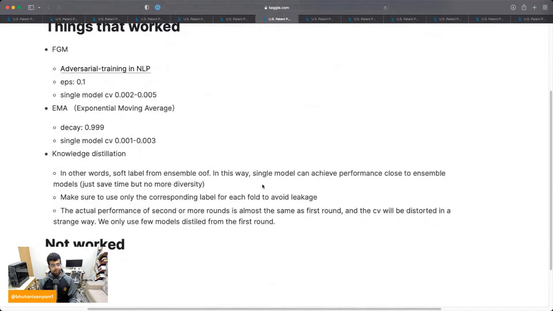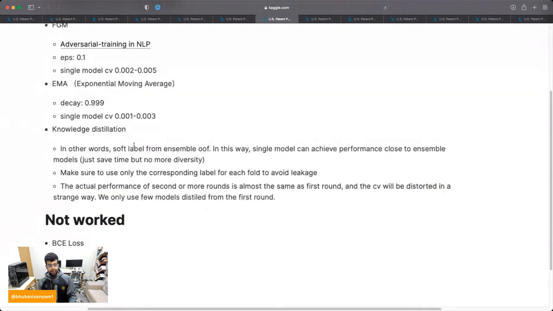Things that worked for them. So again, adversarial training was helpful for these guys. Exponential moving average was also helpful. And they also added knowledge distillation to their models. Some more details about this: soft labels from the ensemble OOF were used. In this way, single models can achieve performance close to ensemble models.